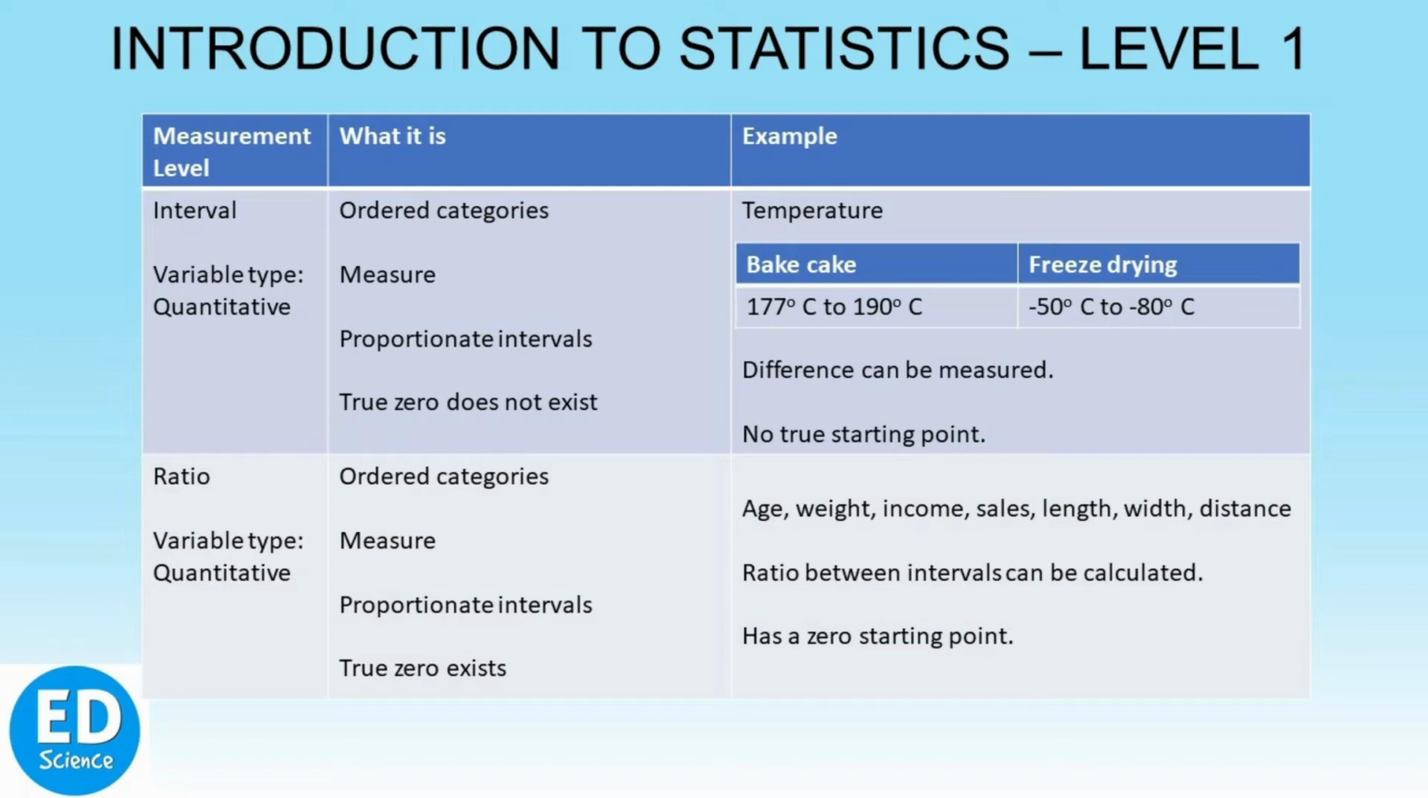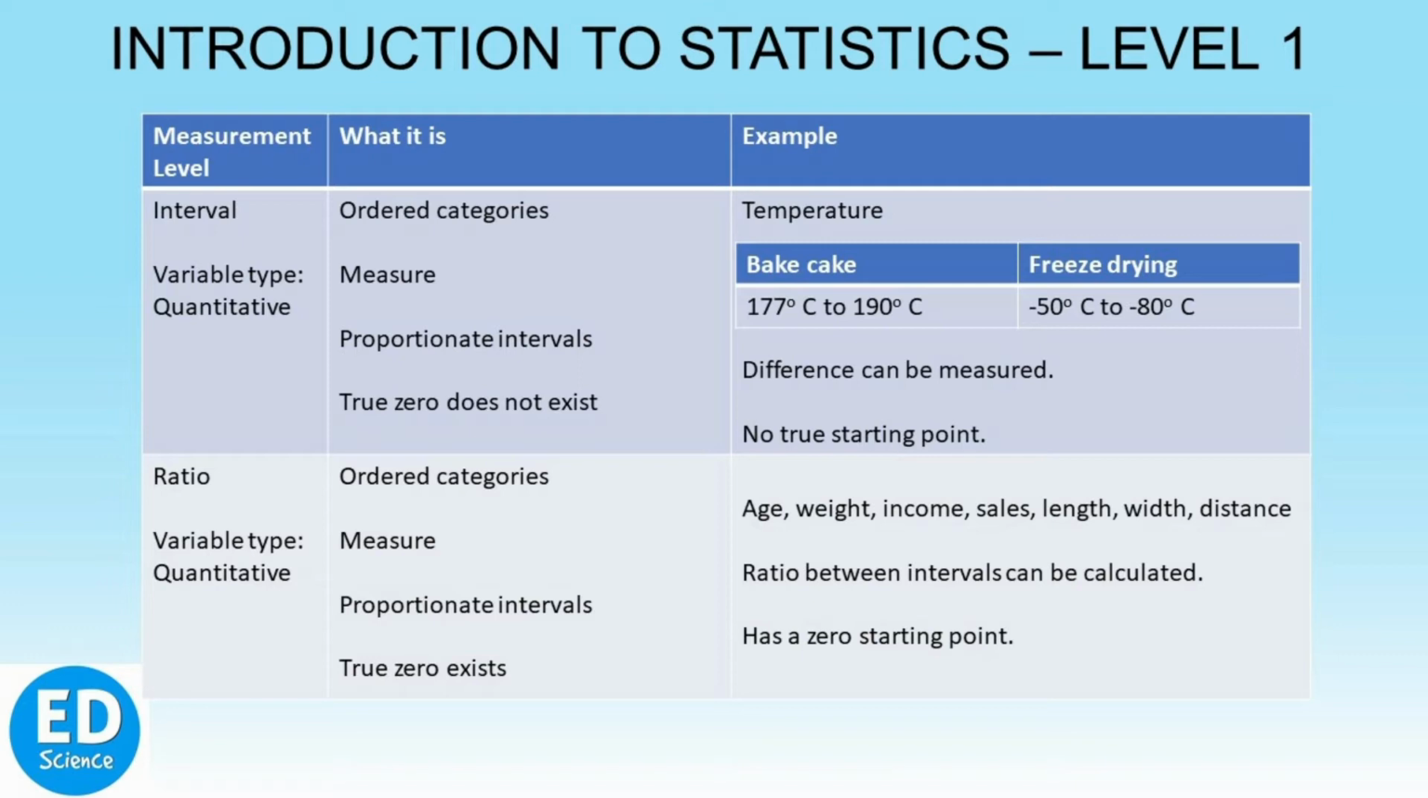In the interval scale, a true zero cannot exist because the interval is a value between two numbers. There is no zero starting point. The values can be negative numbers. For example, 0 is not the lowest degree in the temperature scale. For freeze drying, you might need minus 50 to minus 80 degrees centigrade. So in the interval scale, no true zero can exist.